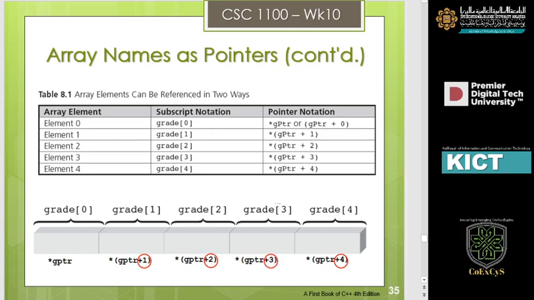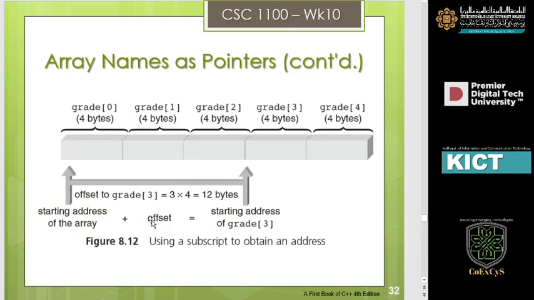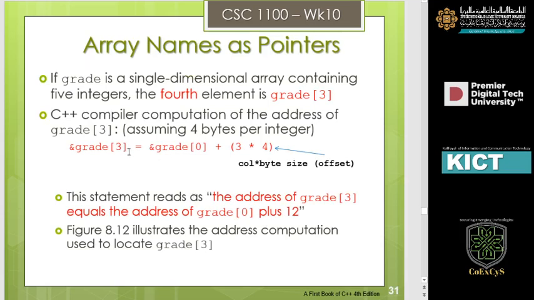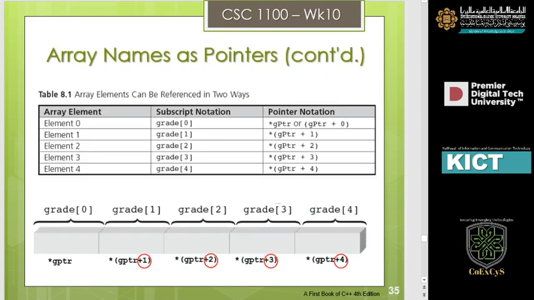So notice the notation here: star, in the brackets, gPointer plus 1, gPointer plus 2, gPointer plus 3 basically defines where it is in a pointer, so don't get that confused. One is where we are using the starting address of grade[0] and adding memory locations. The other is where we are using the pointer itself.